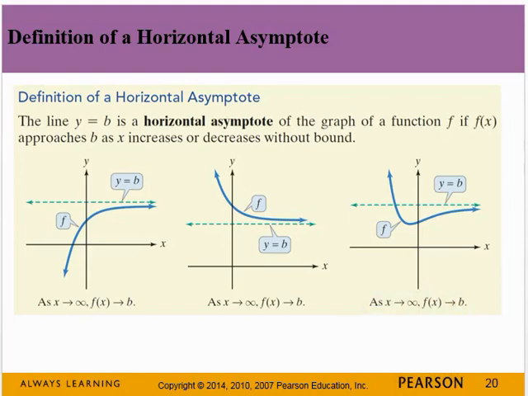A horizontal asymptote is the line y equals b of a graph of a function f if f of x approaches b as x increases or decreases without bound. So that means as your graph f of x approaches that line, your graph will go on infinitely or negative infinitely.